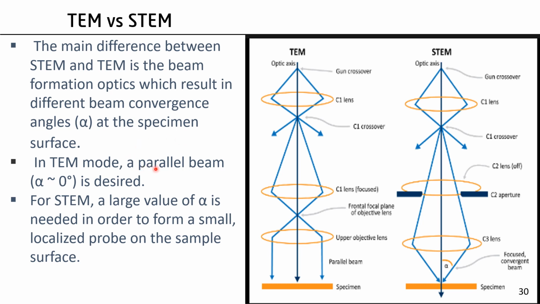In TEM mode, a parallel beam is desired. Alpha is 0 degrees here, see the parallel beam. For STEM, a large value of alpha is needed in order to form a small localized probe on the specimen surface. Here, the angle is large and forms a pointed probe on the specimen.